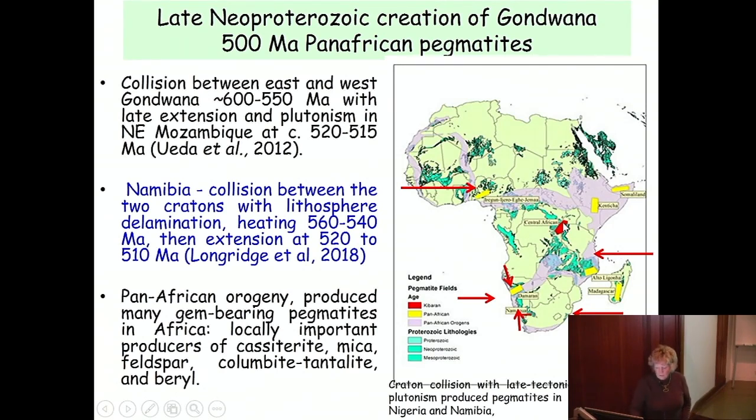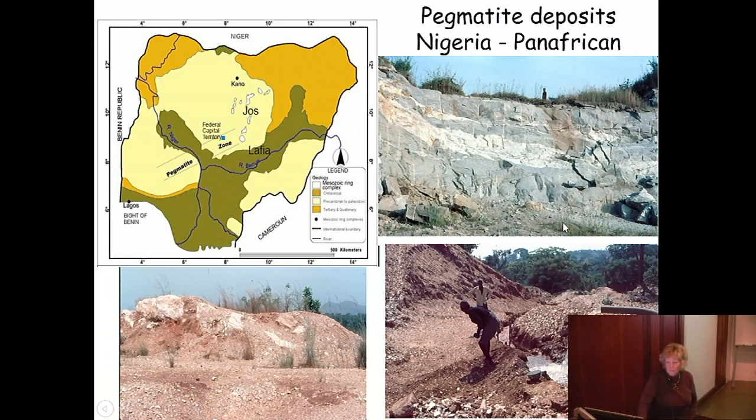And this Pan-African event gave us many important pegmatites, not just for tin, but for things like columbite, tantalite, beryl, and other gemstones. So going back to this pegmatite zone in Nigeria, these are all tin-bearing pegmatites, and the tin forms as tin dioxide, cassiterite, and it's often accompanied by columbite or tantalite, and there's also a tin mineral called wodginite, which is a tin tantalum mineral.